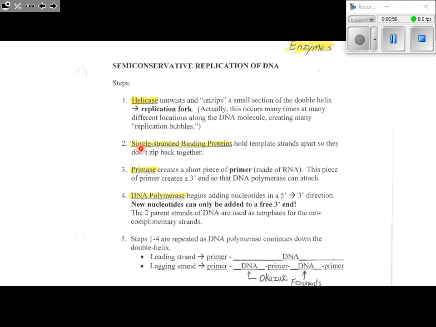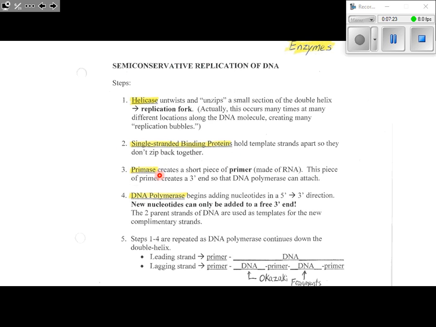And then step 2, single-stranded binding proteins come in, and their job is to hold the two single strands of DNA apart so that they don't just flop back together. If you don't hold them apart, they will simply zip back together and the copying process will not happen. And so we're gonna talk about the first 3 steps kind of all at once.